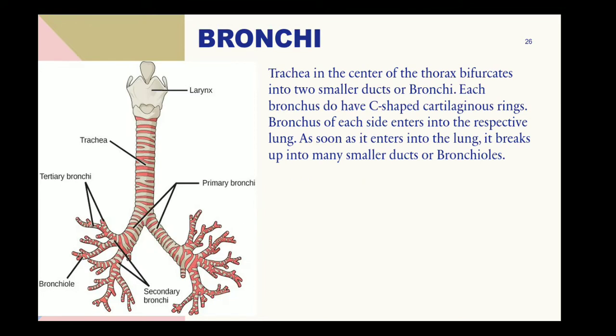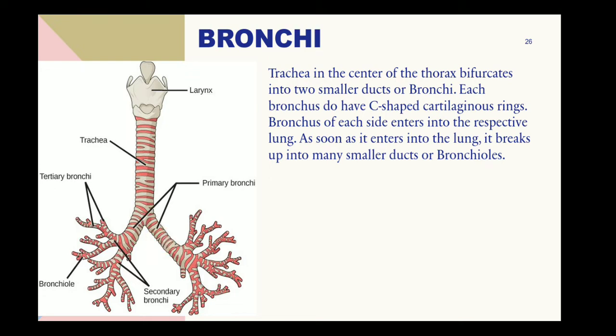Then we come to the bronchi. The trachea, in the center of the thorax, bifurcates. You can see the larynx, and then this is the trachea, and then in the center of the chest it breaks down into two smaller ducts which are called bronchi.